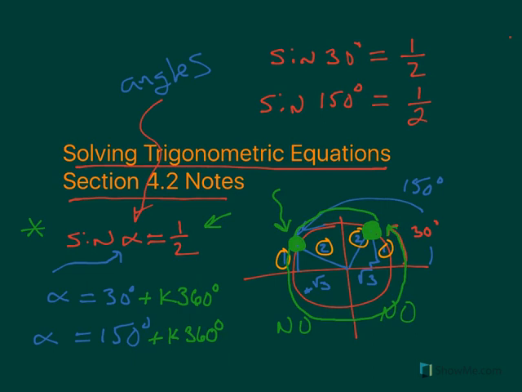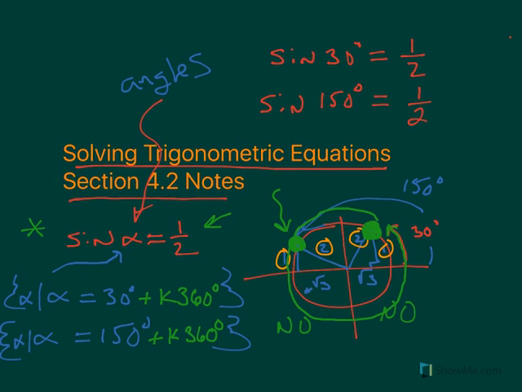And then we could put that into what they call set builder notation, and put on your set brackets. So you have a solution set for alpha such that alpha is equal to 30 degrees plus any multiple of 360. And you have a solution set for alpha such that alpha could be 150 degrees plus any multiple of 360. So that's kind of the big idea for pretty much all of Chapter 4.